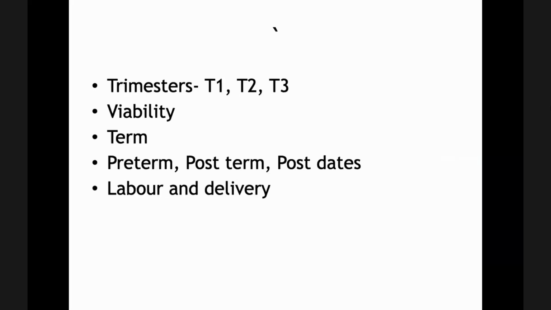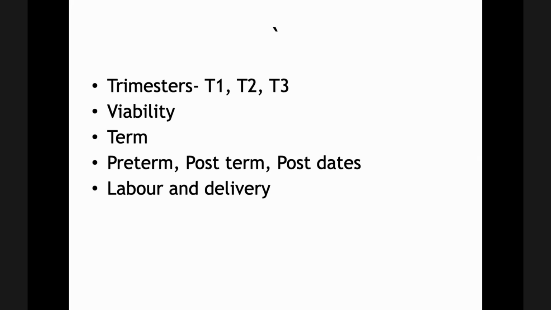We divide the period of pregnancy into 3 trimesters. First 13 weeks plus 6 days, first trimester. From that period onwards, second trimester up to 28 weeks. After that, it is called third trimester. Trimester means 3 months. We divide it into 3 month periods: first trimester, second trimester, and third trimester.